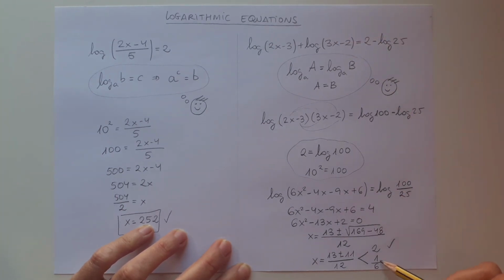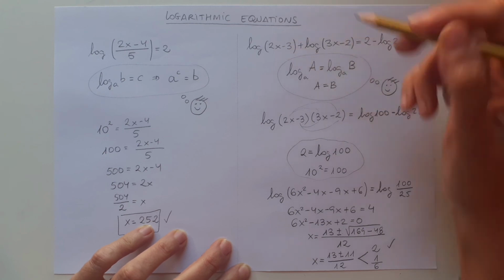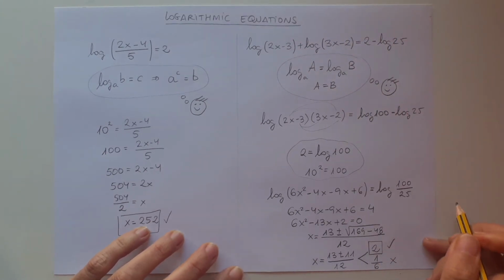Now let's try with 1 over 6. 2 times 1 over 6 would be 1/3. 1/3 minus 3 is a negative number, so this solution is not valid. So this is the only possible solution.